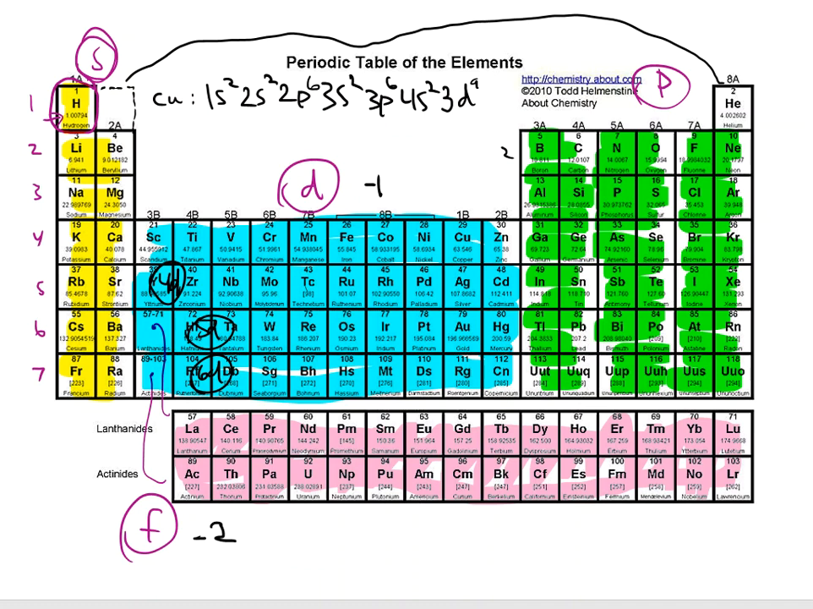So keep in mind that this row is 6 and this row is 7 because they need to be squeezed into those areas. So this is actually going to be a 4f area, not a 6f area. And this is going to be a 5f area, not a 7. Again, we'll address that in a different video.